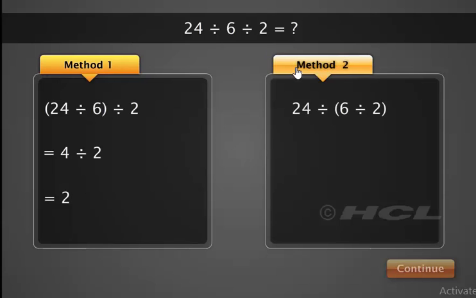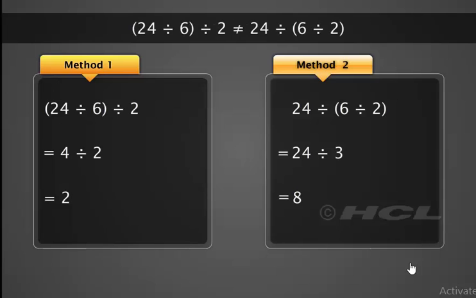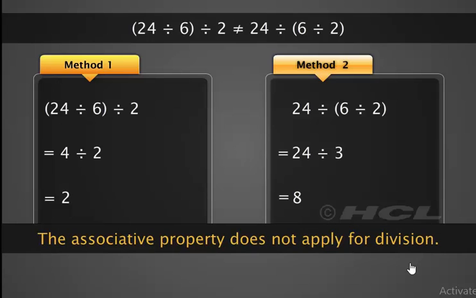We first group 6 and 2 and divide. Next, we divide 24 by 3. The result is 8. When we group numbers in different ways in division, we do not get the same result. Thus, the associative property does not apply for division.